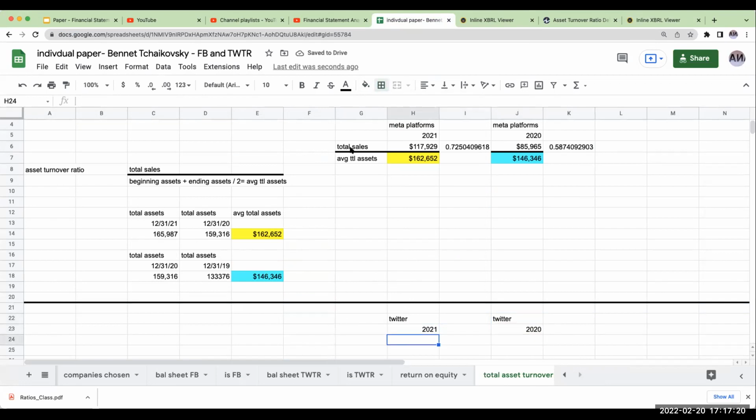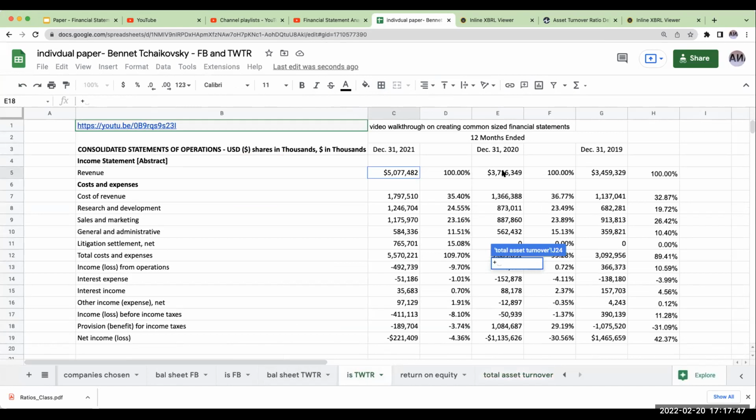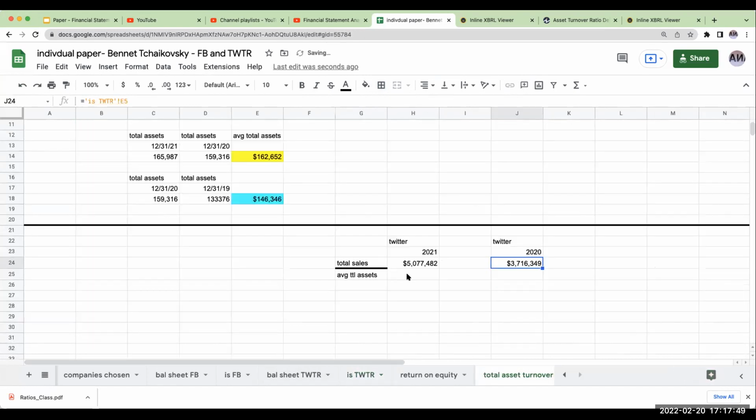So for Twitter, my total sales, I'm going to divide this by my average total assets. Okay, here we go. Let's move this down a little bit. So my total sales for Twitter is going to be 5 billion. Over here, my income statement for Twitter shows 3.7 billion.